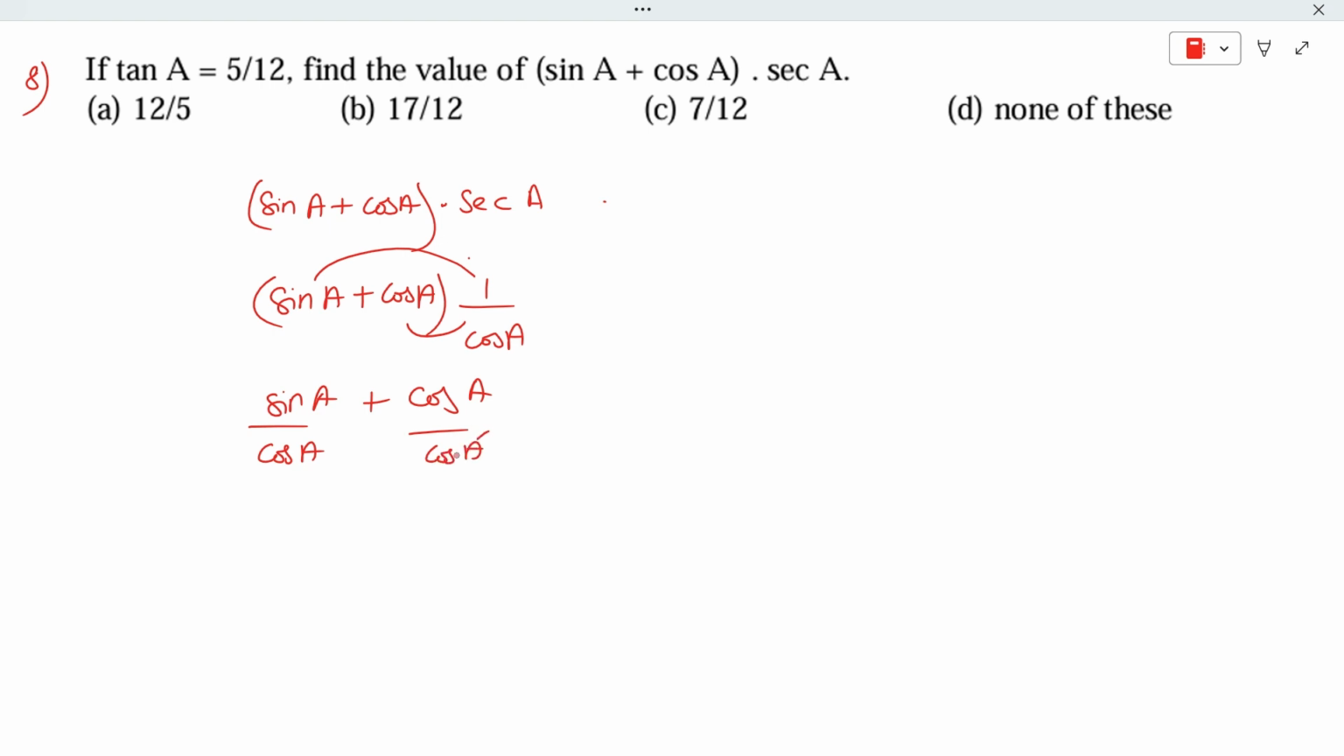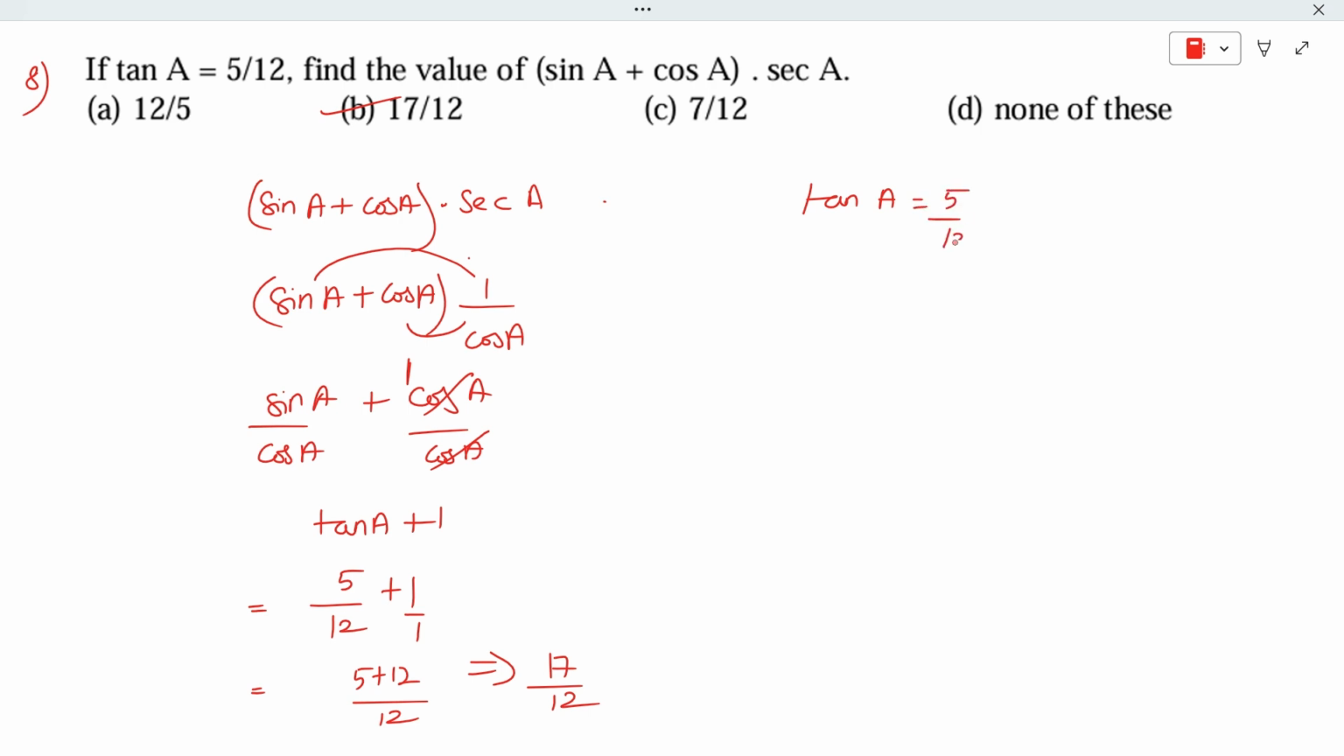So cos A by cos A is going to be 1. So sin A by cos A is tan A, plus 1. So I know the value for tan A, which is 5 by 12, plus 1. If I take LCM, then it is going to be (5 plus 12) by 12, isn't it? So that is going to be 17 by 12, which is option B. There is another way of doing it, so I will show you how.